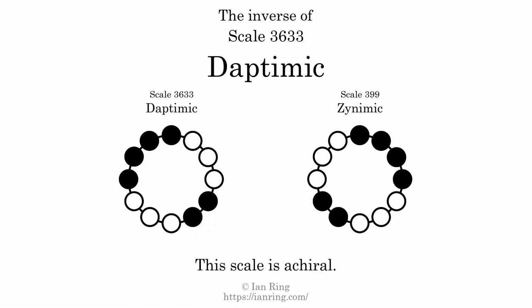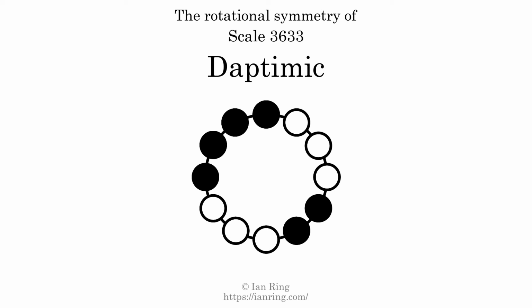The inverse of a scale is a mirror image. It is what you get when the sequence of intervals is reversed. The inverse of this scale is scale 399, also known as Daptimic. This scale is achiral, since it can transform into its own reflection by a rotational transformation. This scale has no rotational symmetry.